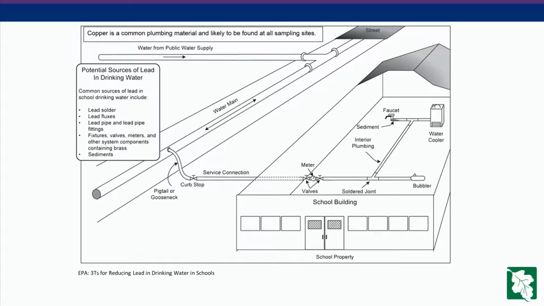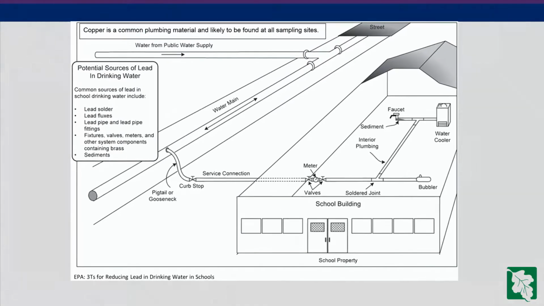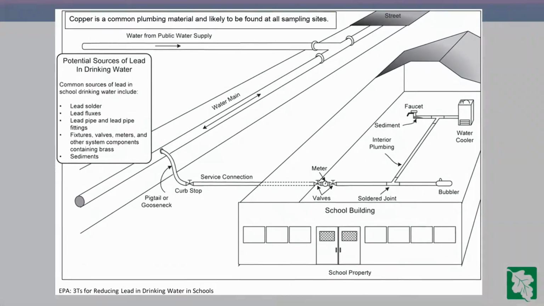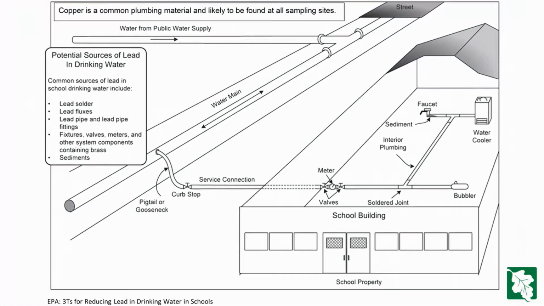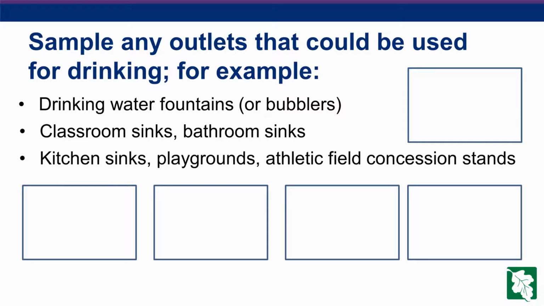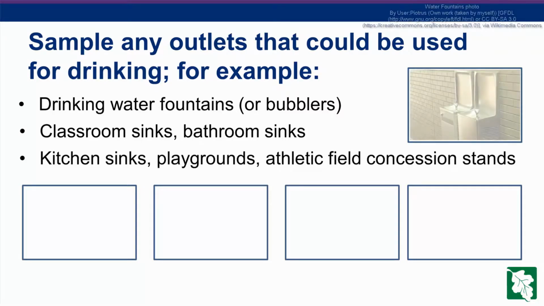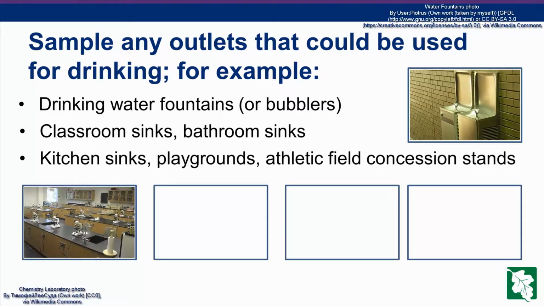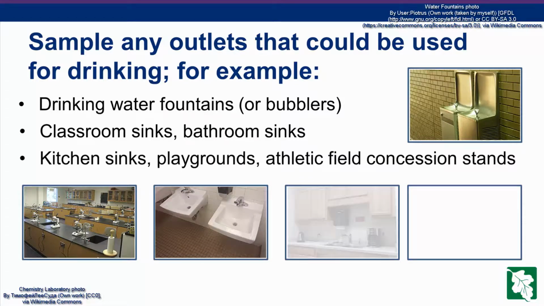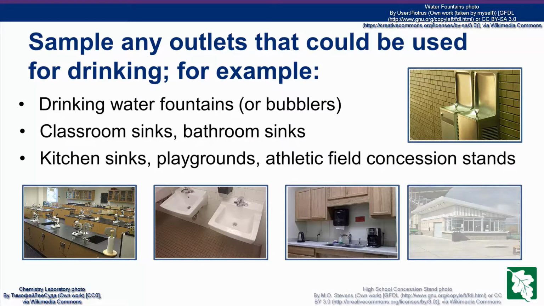Before testing for and correcting lead or copper problems, evaluate the school building's plumbing system and assess the factors that may contribute to lead or copper contamination. An evaluation should identify all outlets that are used or could potentially be used for drinking and/or cooking purposes. All identified outlets must be sampled for lead and copper, including drinking water fountains, classroom sinks, bathroom sinks, kitchen sinks, and athletic field concession stands.